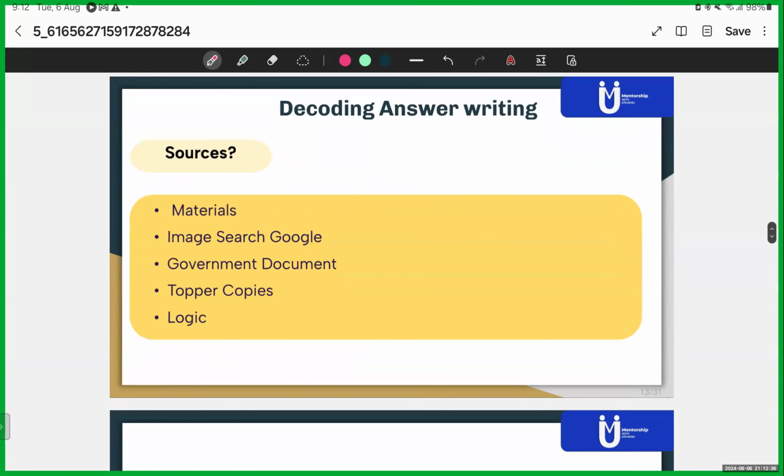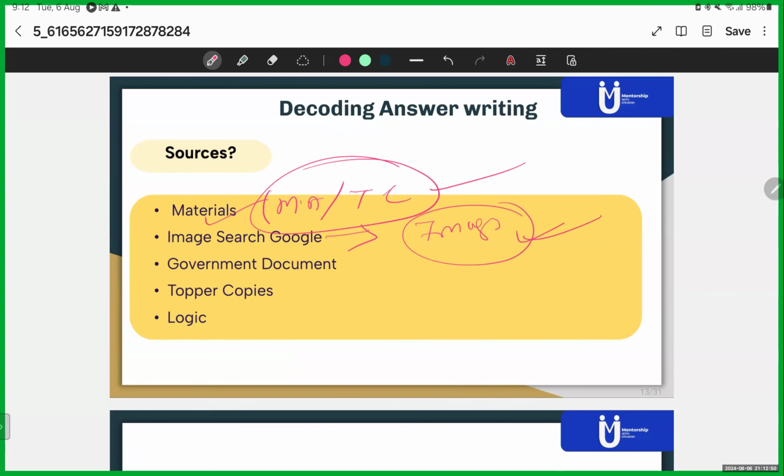Now, how to get these diagrams? First, materials: whatever model answers and topper copies you have are ready. Whatever you are searching on Google, go for its images. You will find certain diagrams or images related to the same. Got it? Government documents. Now, there is not time for the same. Okay, topper copies, logic. Now I will explain this part. Whatever I said in the above section as approach was just logic.